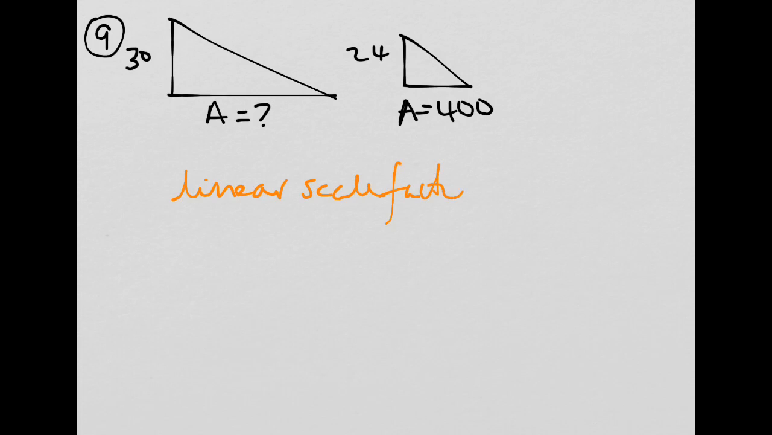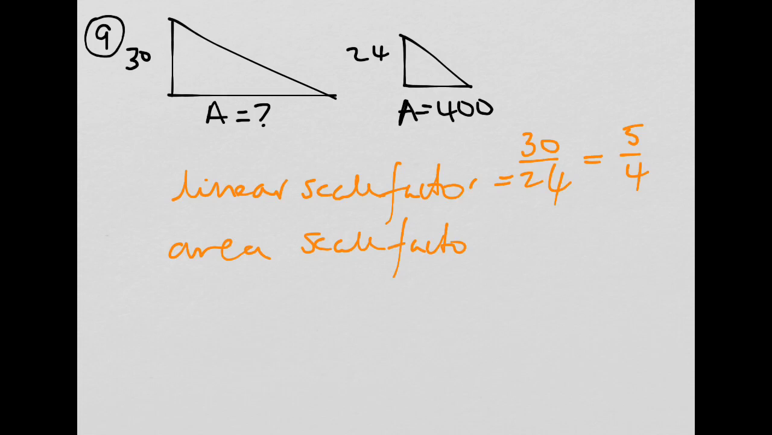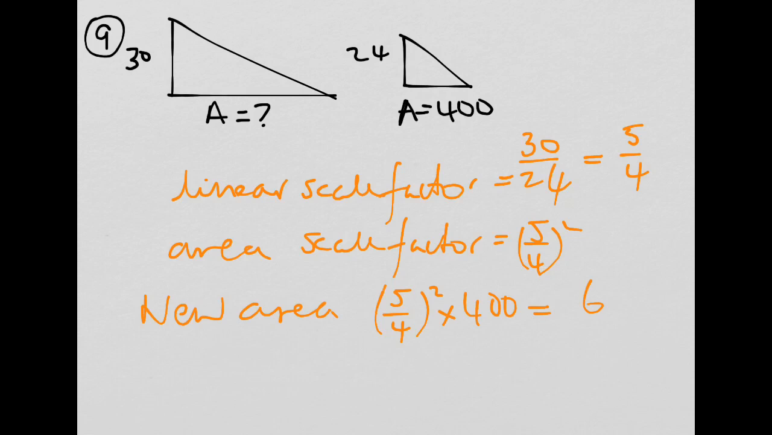And the linear scale factor is equal to 30 over 24, which cancels to 5 over 4. You don't have to cancel it, but it cancels to 5 over 4. So the area scale factor is 5 over 4 squared. So the new area is the scale factor 5 over 4 squared times the old area 400, which comes out to be 625.